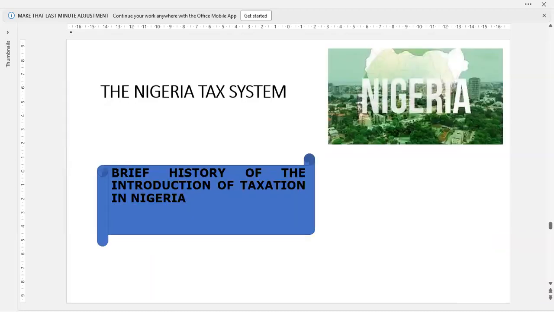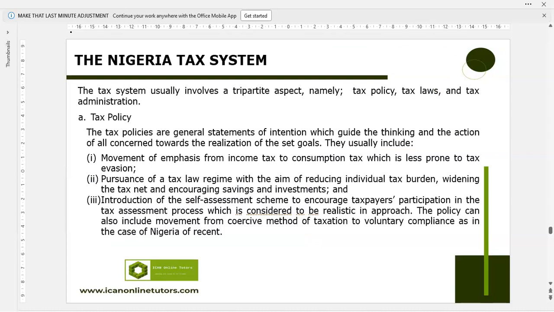So we have the Nigerian tax system, which involves a tripartite aspect, namely the tax policy, tax laws, and tax administration. I'll only be taking this in brief. It's not part of the scope of this class. You do it in your subsequent class. So we have tax policy, which is a general statement of intention which guides the thinking and the action of all concerned towards the realization of the set goals. And what are the set goals? We need to earn revenue for administration of government, then for law and order, social amenities, infrastructural projects, among others.